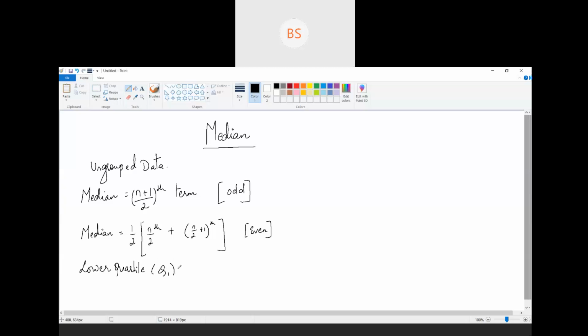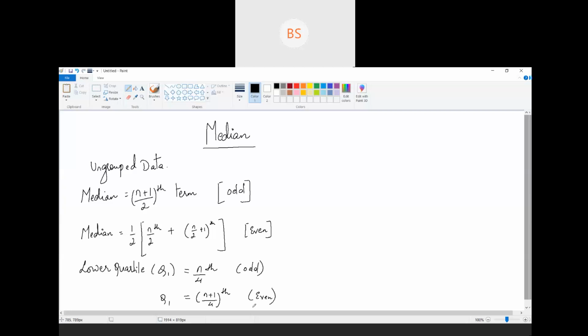And to find the value of the lower quartile, we have the formula: n by fourth observation, because we are considering the first part in the four equal parts. This is for an odd number of observations. If the number of observations is even, then it will be (n plus 1) upon fourth observation. So this is the first part.